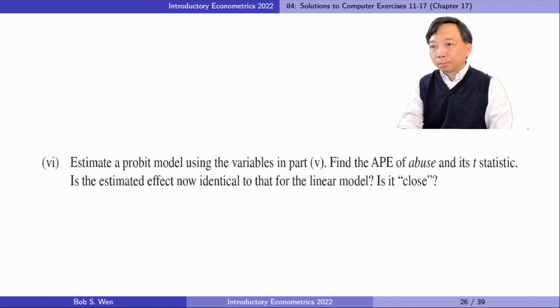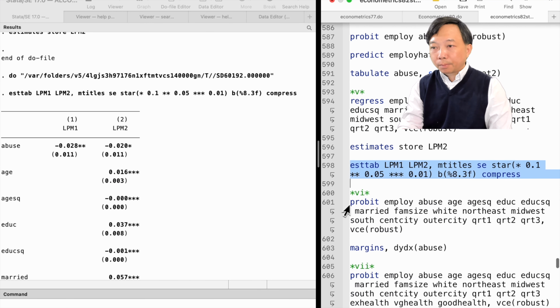In Part 6, estimate a probit model using the variables in Part 5. Find the average partial effect of abuse and its t-statistic. Is the estimated effect now identical to that for the linear model? Is it close?